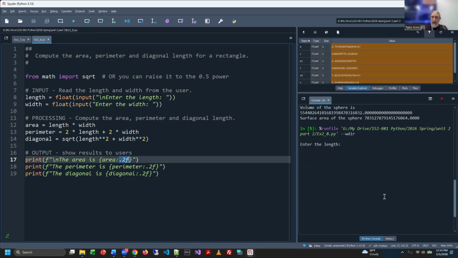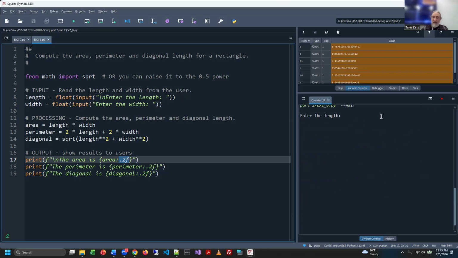So let's hit it. Right here, enter the length. Let's put in a real basic number. So the length is 10. The width is 5. And I'm using small numbers that I can handle because just from that, think, okay, what's the area? What's 5 times 10? 50. What's the perimeter? 10 plus 10 plus 5 plus 5. 30.